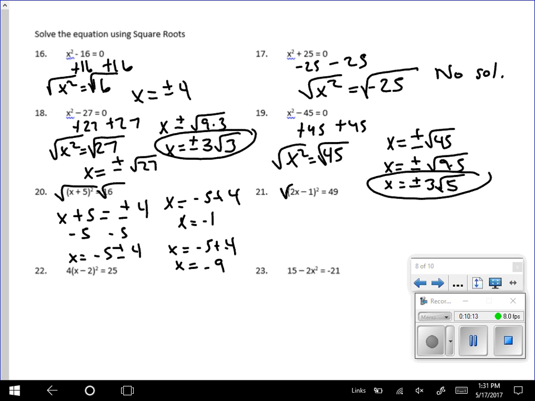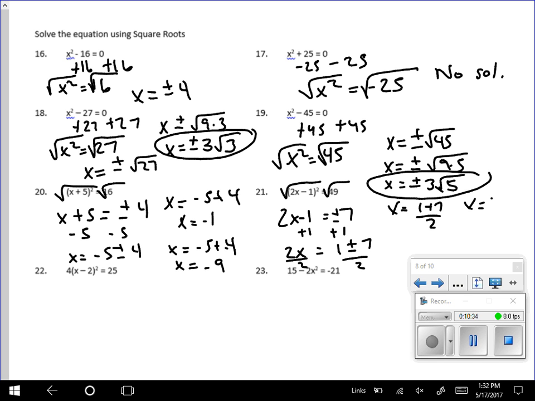Okay, square root this piece. So 2x minus 1 equals plus or minus 7. So I'm going to add 1 to both sides, 1 plus or minus 7. And then divide by 2. So my two options are x equals 1 plus 7 divided by 2, or x equals 1 minus 7 divided by 2. So this would be 8 divided by 2, which is 4. And this would be -6 divided by 2, which is -3.